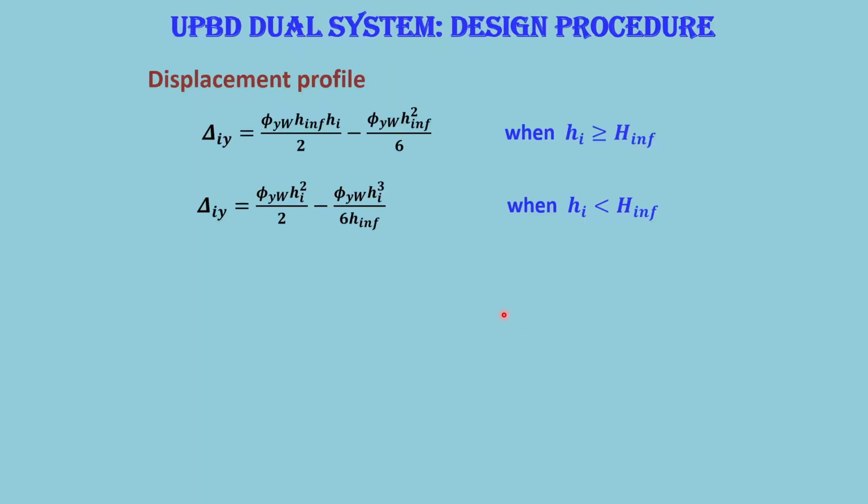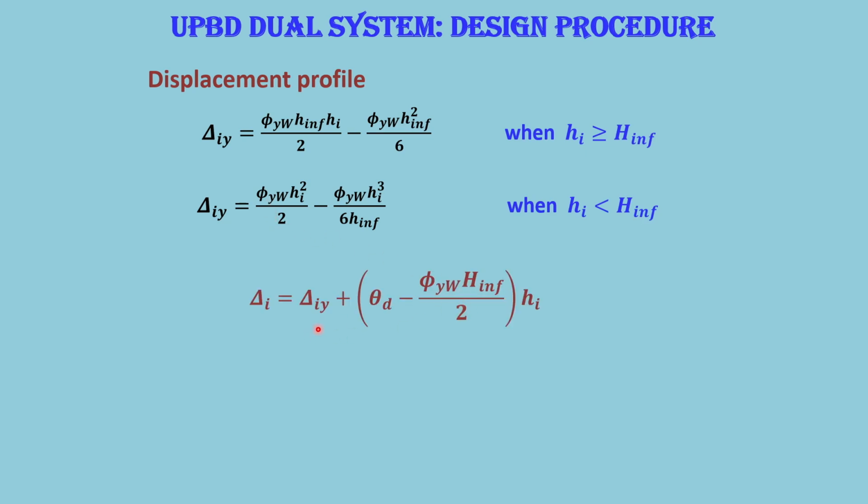Now you have to get the displacement profile of the wall. Earlier we had got displacement profile for the frame which is simple, but in the case of wall you have to consider the yield displacement of the wall. This was suggested by Sullivan et al. in 2006. So yield displacement in the wall in the ith story will be given either by this formula or the second formula, depending on whether the height of the story is more than inflection height or less than inflection height. So seeing this height level, I can use this formula or this formula. All other parameters are known here, phi_YW etc.